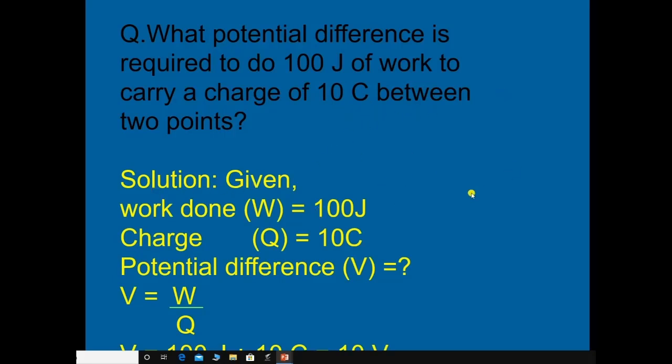How to solve this? The given values are: work done W is equal to 100 joule, and the second thing given is the charge Q, which is equal to 10 coulomb. What is to be found out? The potential difference.